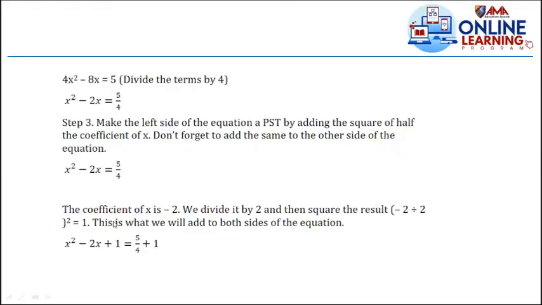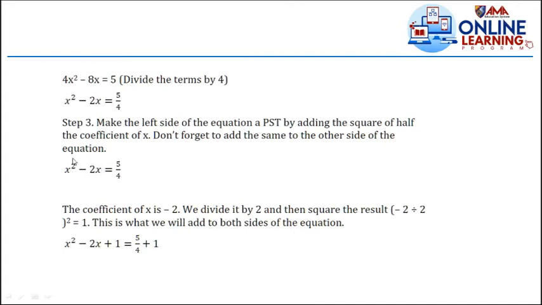So dito, the coefficient of x is negative 2. Ang gagawin po natin, we divide it by 2 and then square the result. Negative 2 divided by 2, and then squared, the answer is 1. Okay? So yun po siya. This is what we will do to both sides of the equation.